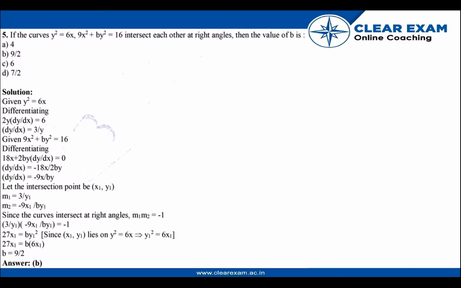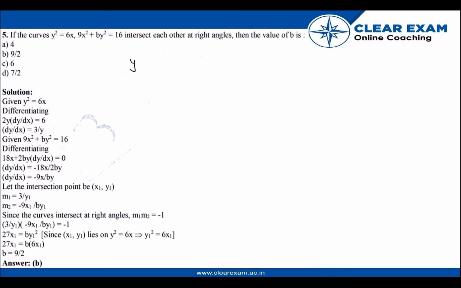Hello guys, today we are going to try to solve the question: if the curves y square equals 6x and 9x square plus by square equals 16 intersect each other at right angles, then the value of b is. Okay, so we have to find the value of the constant b, and we are given the equations of two curves which are intersecting.